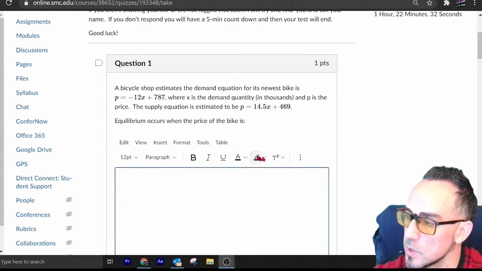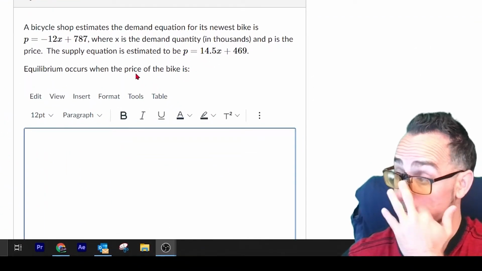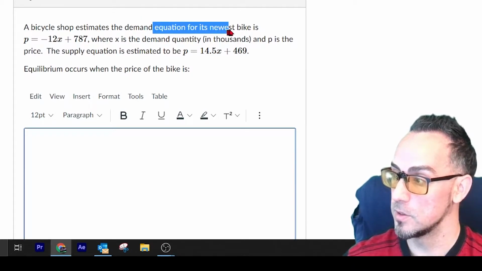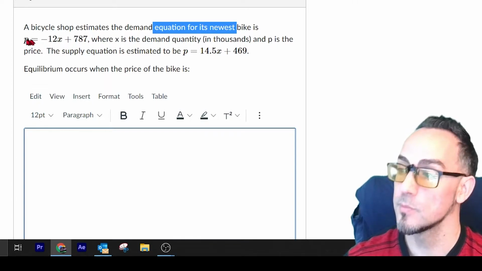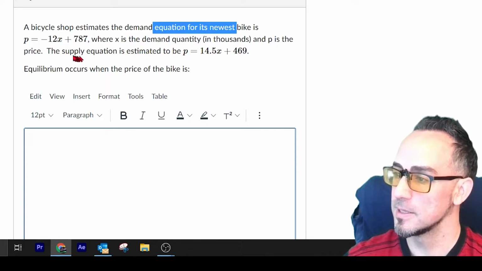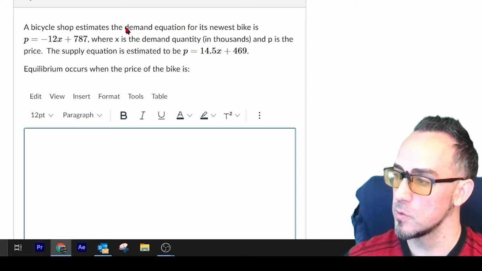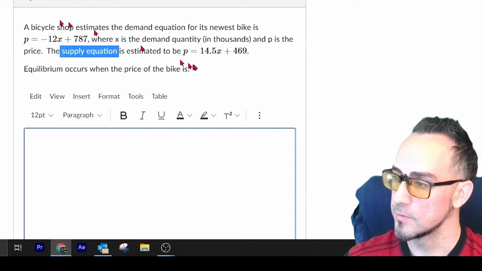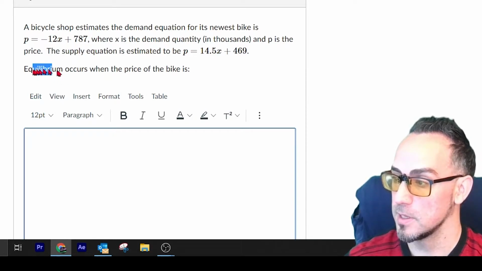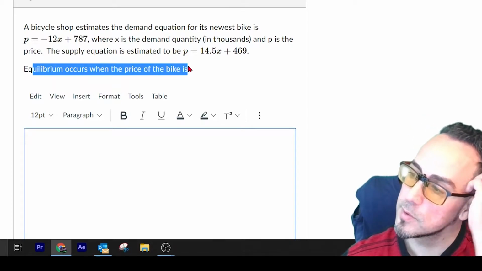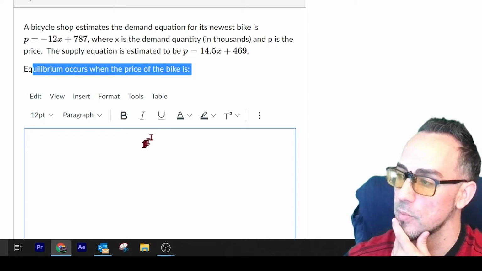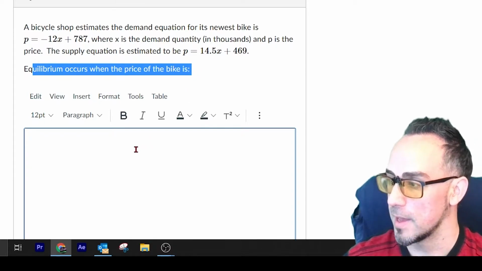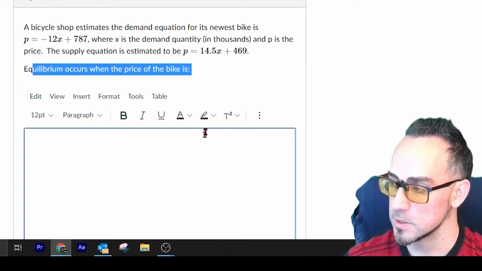Different types of questions. Question number 1: a bicycle shop estimates the demand equation for its newest bike. X is the demand, P is the price. Let's see the supply equation. So we have the demand equation and the supply equation, two equations. It wants us to find the equilibrium, which occurs when the price of the bike is... So we're going to find the equilibrium price.